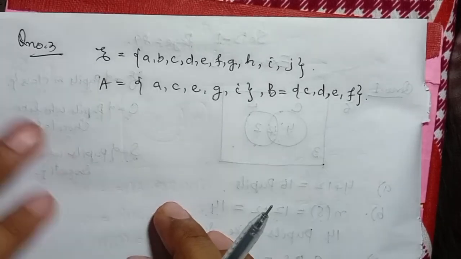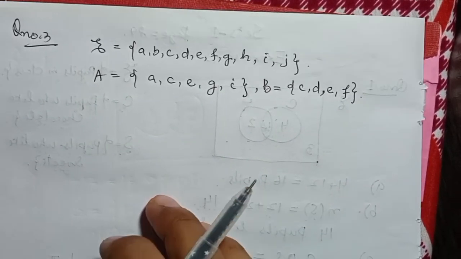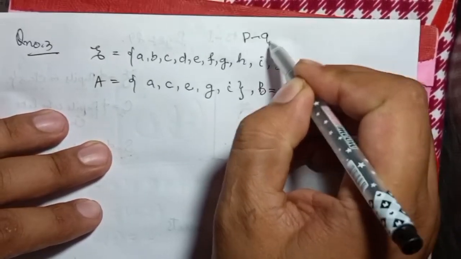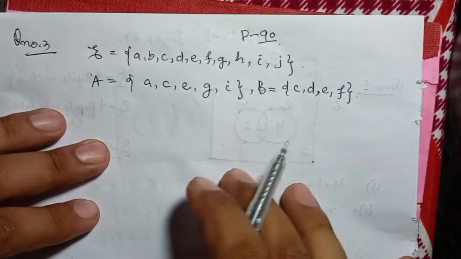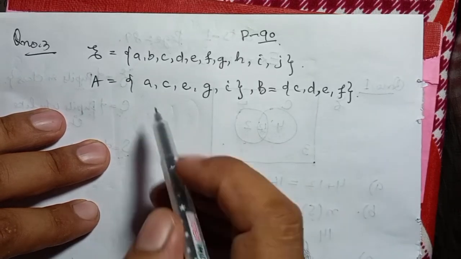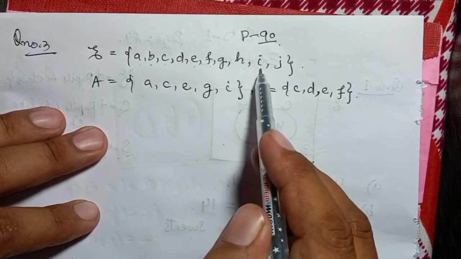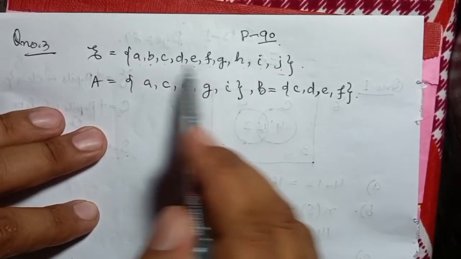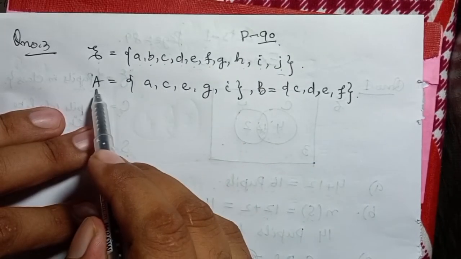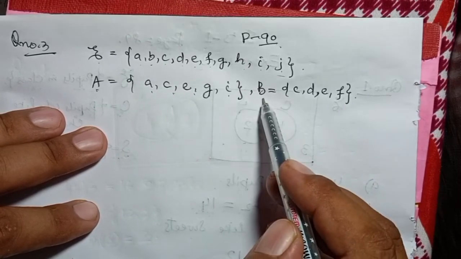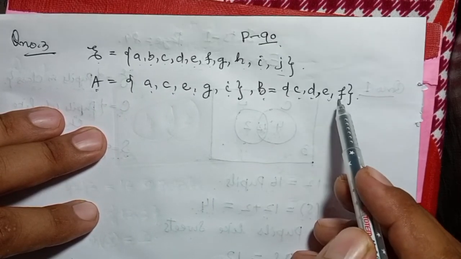Now we have question number 3. First we will see question number 3. It is on page number 90 in your textbook. It is given that the universal set is A, B, C, D, E, F, G, H, I, J. These are the elements in the universal set. Set A contains A, C, E, G, I. And set B has C, D, E, F.